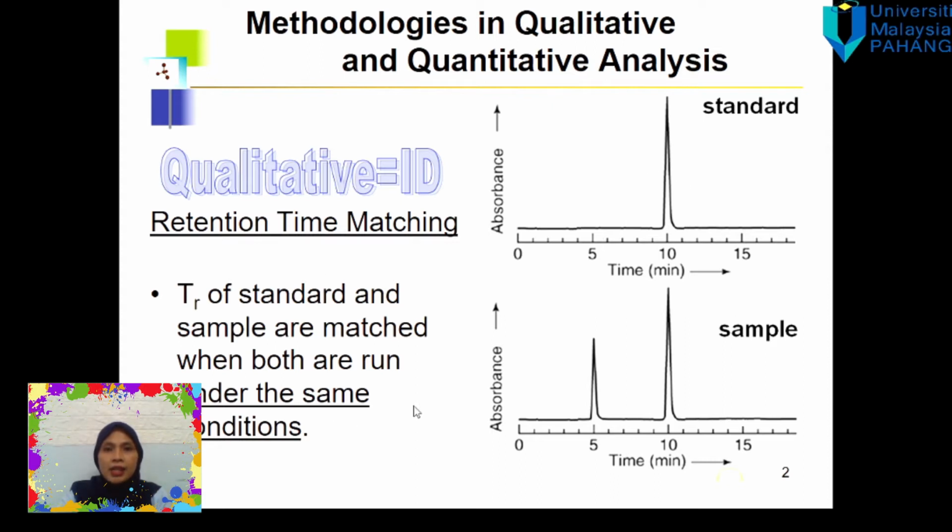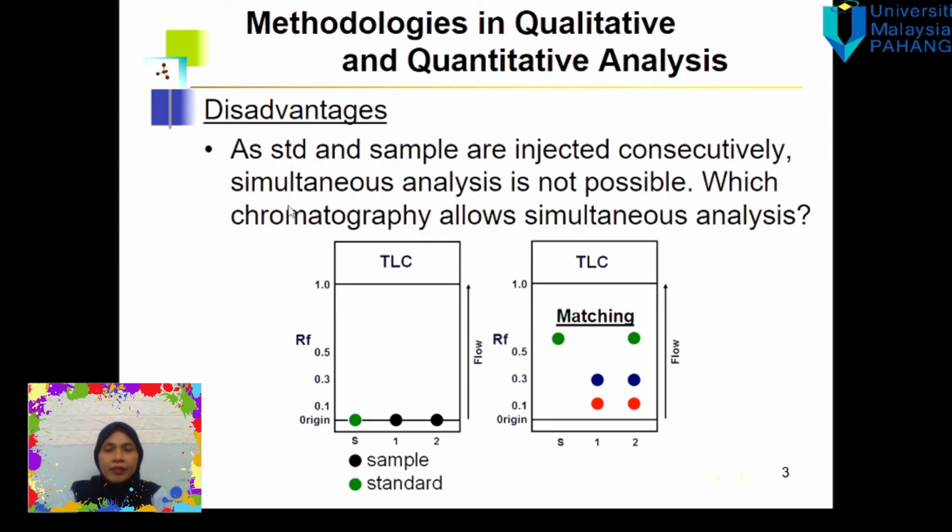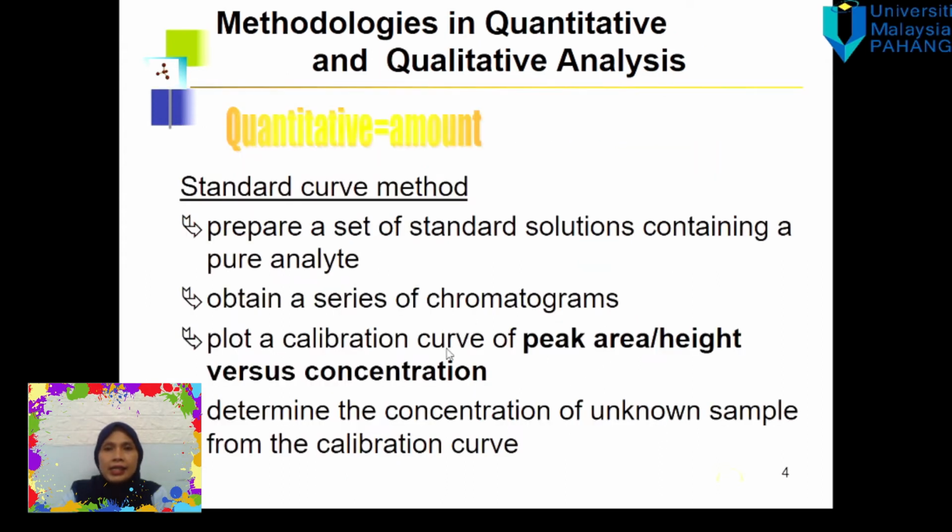Then when we run the sample, it comes out as two peaks. Which one is the caffeine? The one at retention time 10 matches the standard. So both are run under the same condition, but in two different injections. That's a disadvantage compared to TLC, where we can spot the sample with the standards and run them simultaneously. Then we just match them. That's the qualitative analysis. Now let's move to the quantitative analysis.